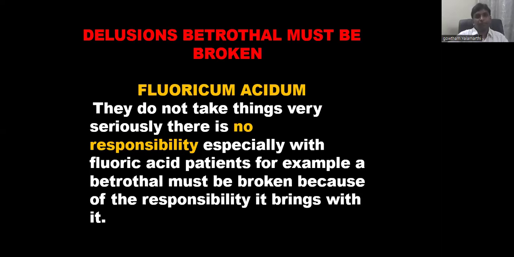Next rubric: delusion, betrothal must be broken. It means engagement. So we see fluoric acid in this rubric. These personalities do not take things very seriously. There is no responsibility, especially with fluoric acid patients. For example, a betrothal must be broken because of the responsibility it brings with it. So fluoric acid patients will not take things very seriously, because they don't like responsibility.